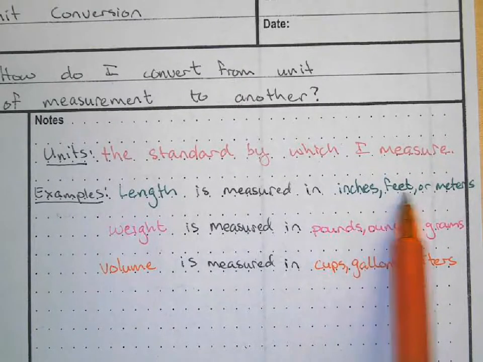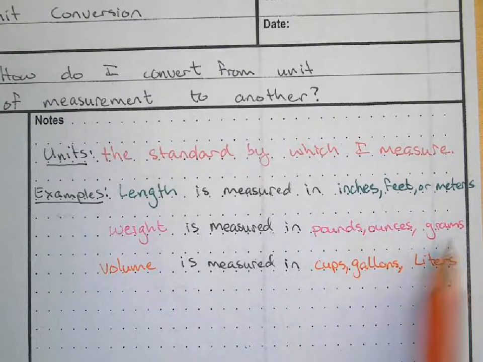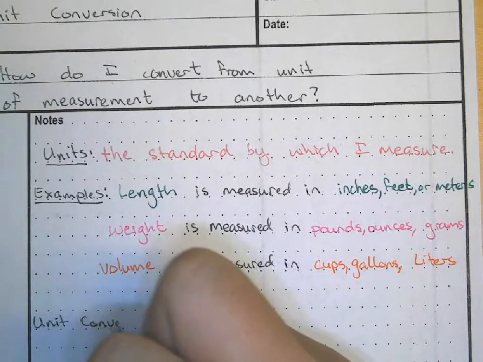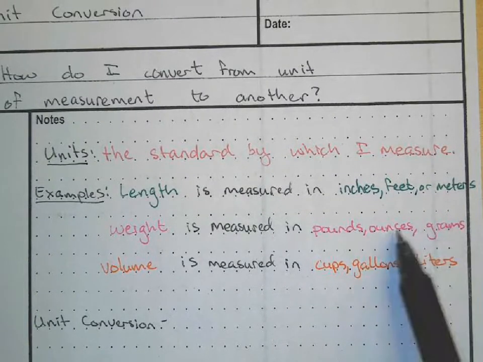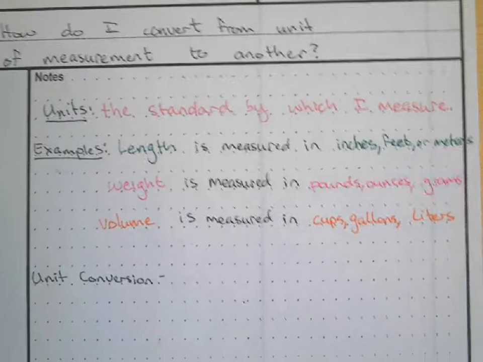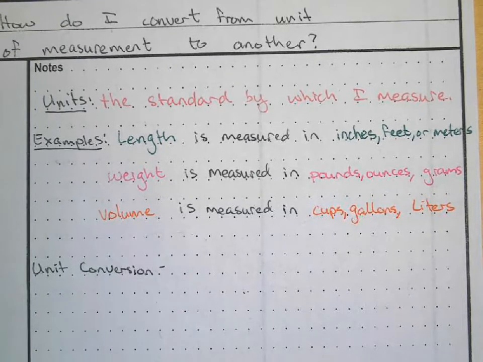The unit for length is inches, feet, or meters. The unit for weight would be pounds, ounces, or grams. The unit for volumes could be cups, gallons, or liters. And there's much more than those, but those are just examples. So now when we're talking about unit conversion, we're talking about switching from inches to meters. Or maybe I need to switch from grams to ounces. Or maybe I need to switch from gallons to cups. So that's what the converting is. I'm converting kind of within an idea.